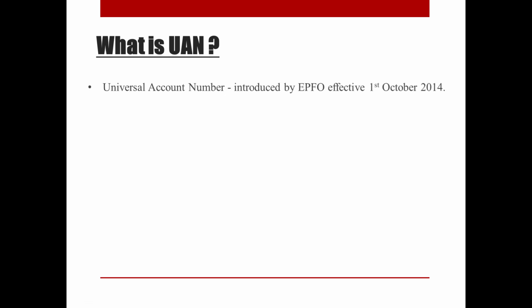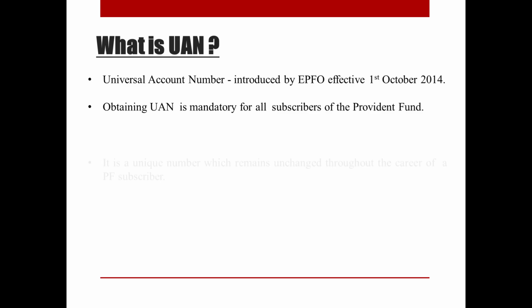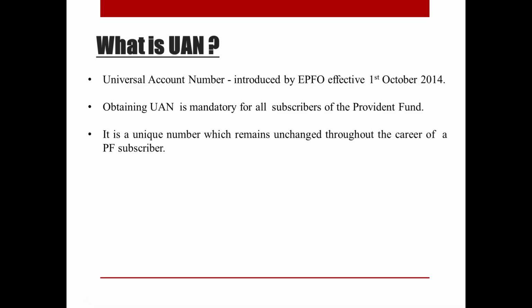The full form of UAN is Universal Account Number, introduced by EPFO effective 1st October 2014. Obtaining UAN is compulsory for all subscribers of the Provident Fund. It is a unique number which remains unchanged throughout the career of a PF subscriber.